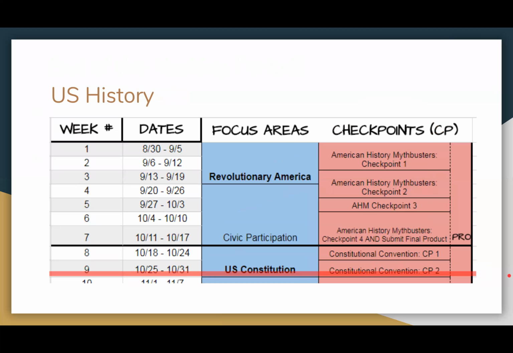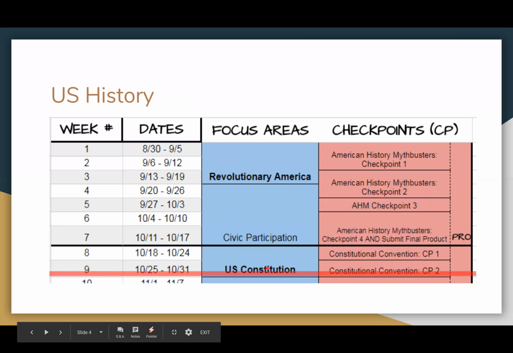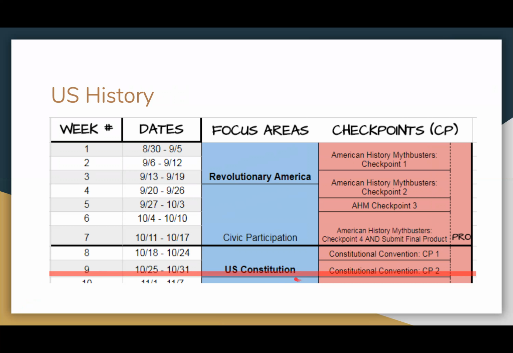U.S. history, same thing. Your PACE chart is found in the Google Classroom. You should be doing everything above this line. So that means that you should be finished with the Revolutionary America focus area, and you should be almost finished with the U.S. Constitution. You should have at least started it or attempted it. The civic participation is not bolded. That means it's an additional focus area. But if you would like to have an A+ in this course, that means that you would have to master the civic participation one as well.